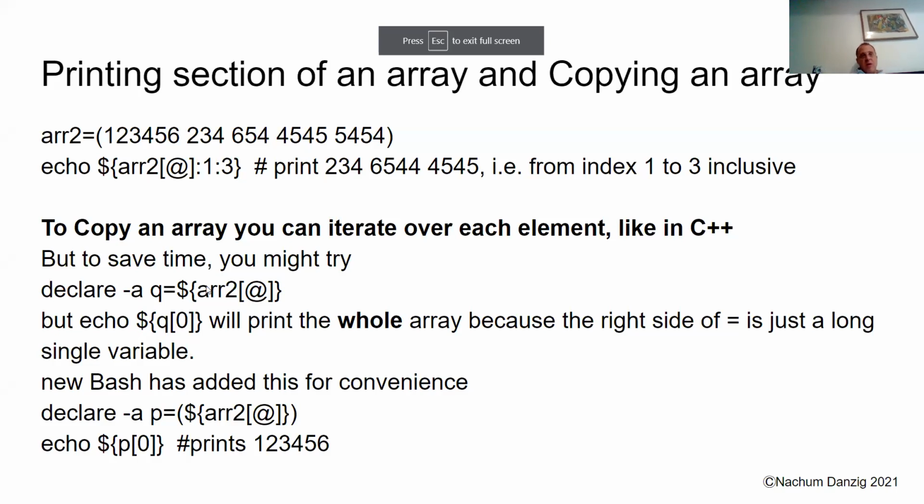But to save time, you might try something like this. Declare my array to be Q and then the whole array. But again, we said that won't work, and you have to do it with the parentheses. Why won't that work? It'll basically make an array of one element, because on the right side of the equals, it still views that as one element. So you've got to use the parentheses.